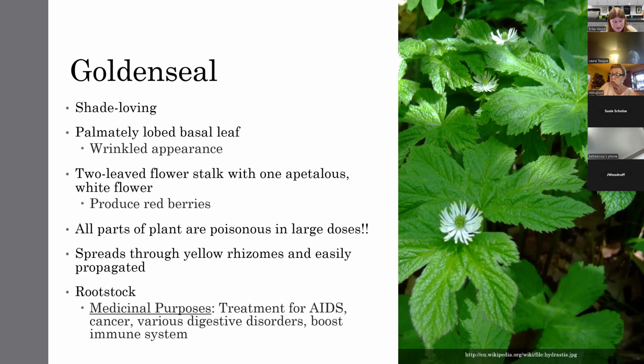Now, as with other things, all parts of this plant are poisonous in large doses. Primarily, it's used medicinally for the rootstock. Okay, so it has this rootstock and these really pretty yellow rhizomes. And you can cut those rhizomes and easily propagate them. And it's a good spreader. It's a good spreader in that regard in your garden bed. What is the rootstock used for? Oh my goodness, many things.